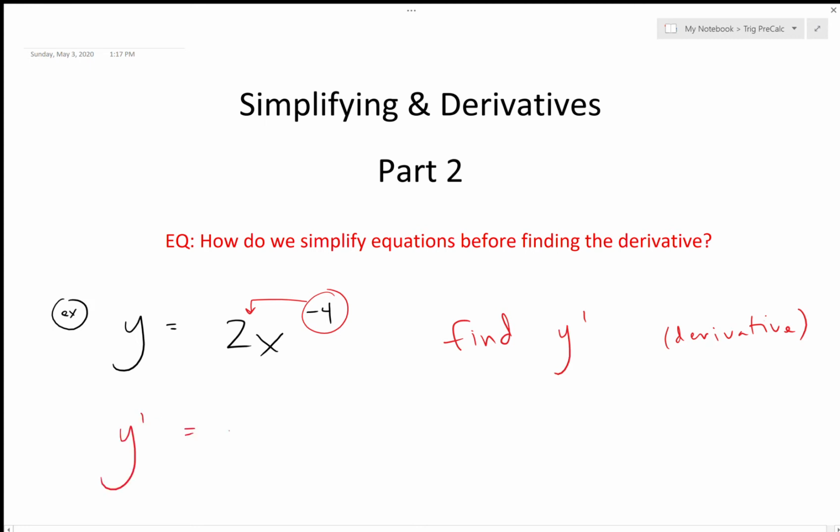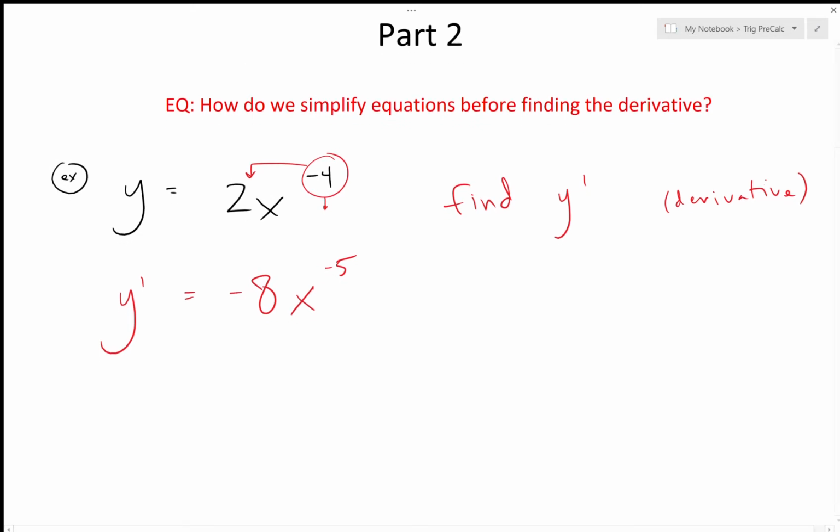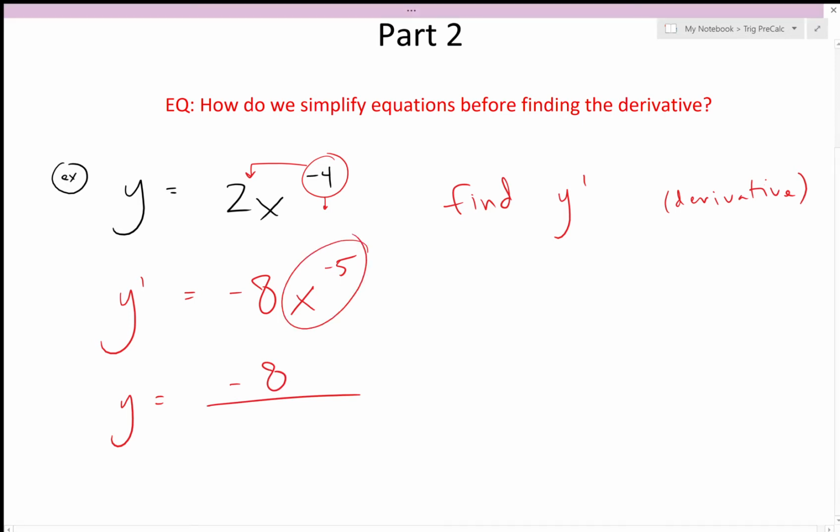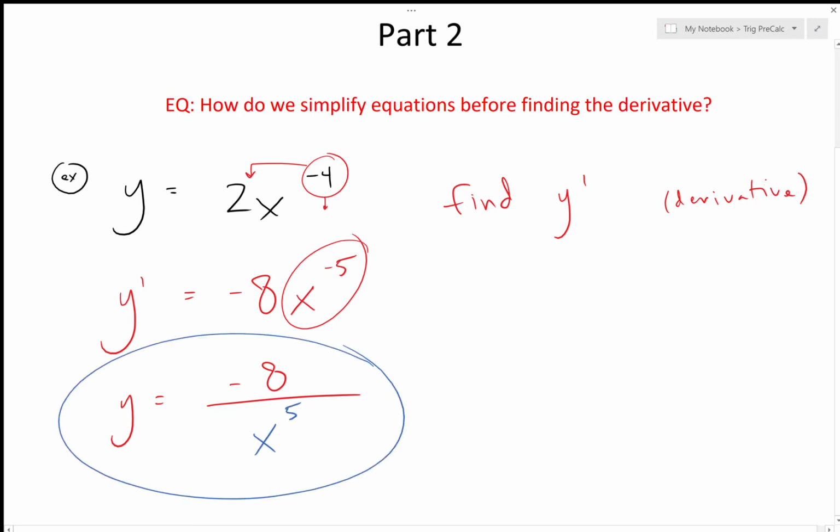So 2 times negative 4 is negative 8x, and then this goes down by 1. So going downwards would be a negative 5. Now we don't want to leave our answer with a negative exponent. So negative 8 is going to stay on top, and this part gets brought to the bottom. That's the way we change it to a positive 5, by moving it to the bottom. So in the end, our answer is negative 8 over x to the 5th power.